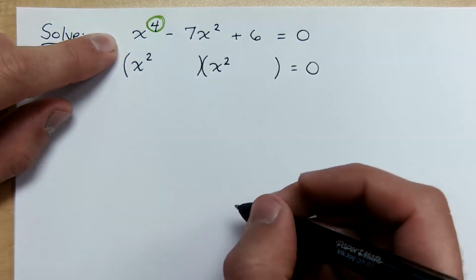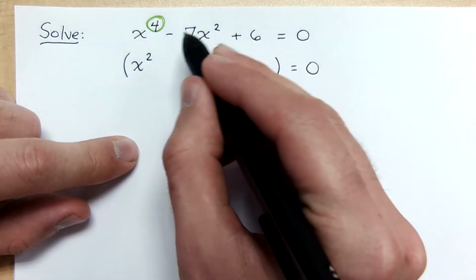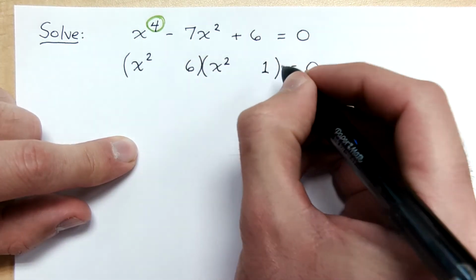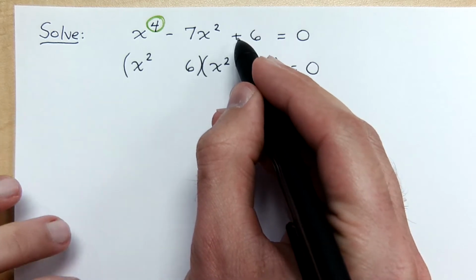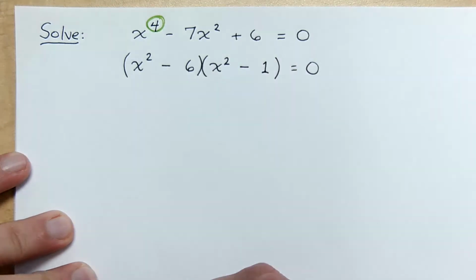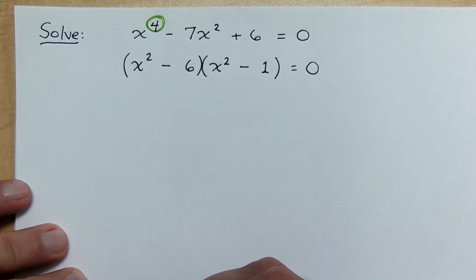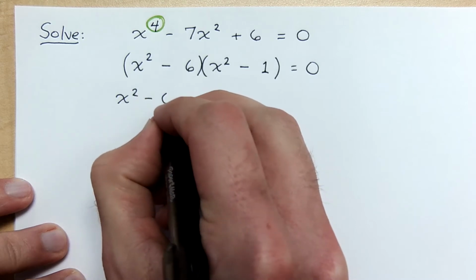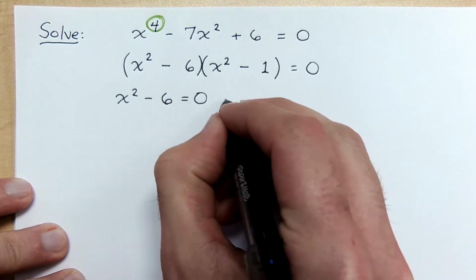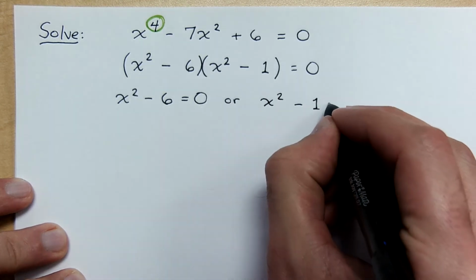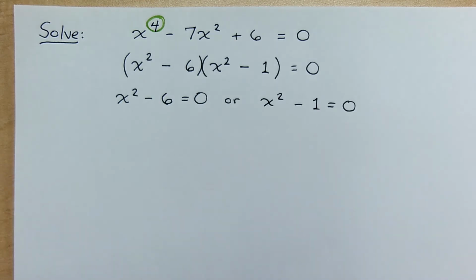And then we play the number game where we try to find factors of 6 that add to 7. And what are those factors? 6 and 1. What about your signs? To get a positive when you multiply, but a negative when you combine, both must be negative. And then from here, this is an application right now of the zero factor theorem. So you would take x squared minus 6 is equal to 0, or the other factor, x squared minus 1 is equal to 0.